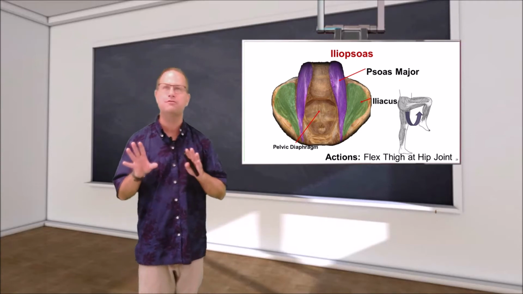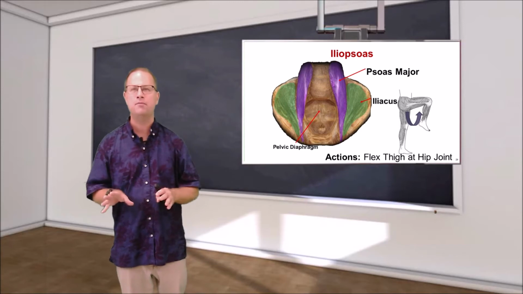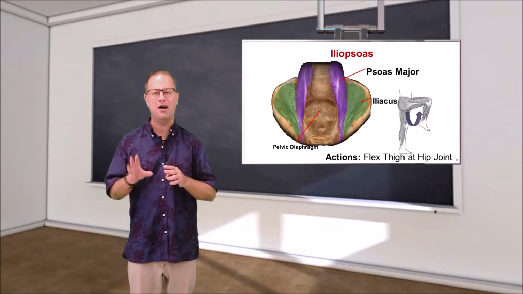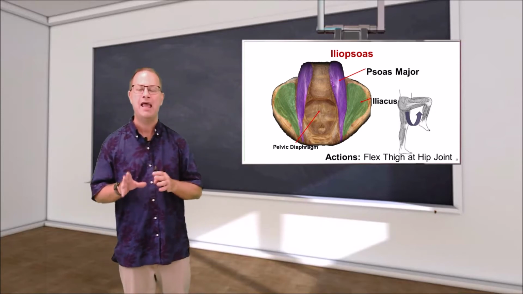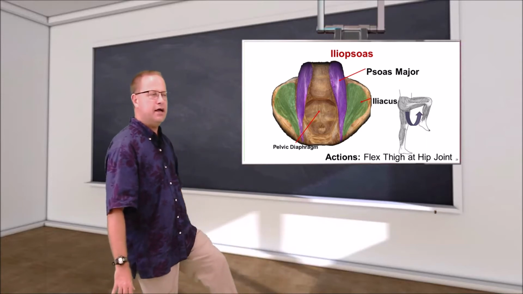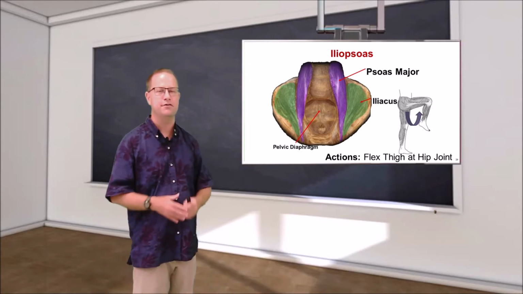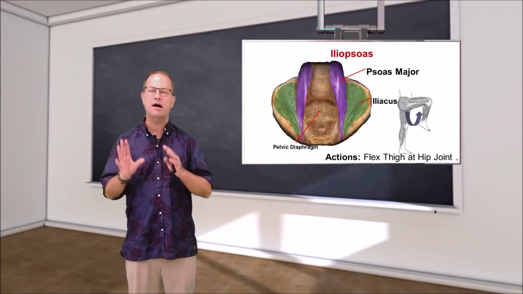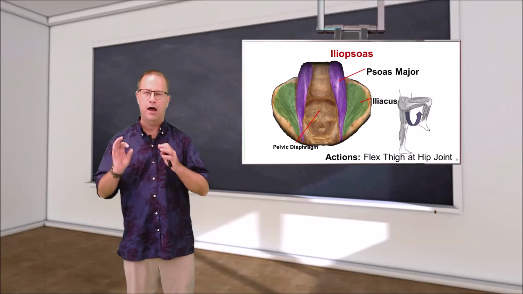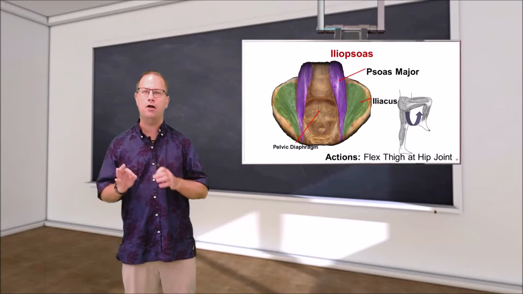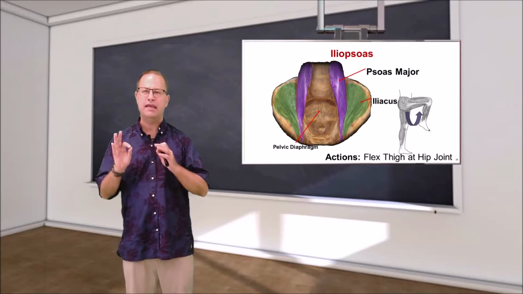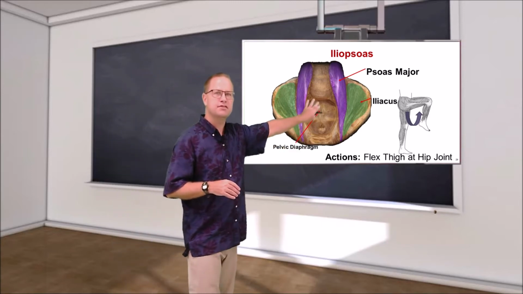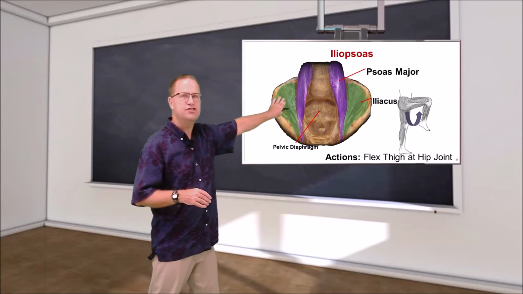Now, normally when you flex the thigh or flex the hip, your knee automatically flexes as well, and we'll talk about why that is in just a minute. It's very hard to pull your leg up or to flex the thigh without also flexing the knee because of the muscles that are involved. Now, the primary muscle of flexion of the hip is a muscle called the iliopsoas. And the iliopsoas is a complex of two muscles called the iliacus and the psoas major.